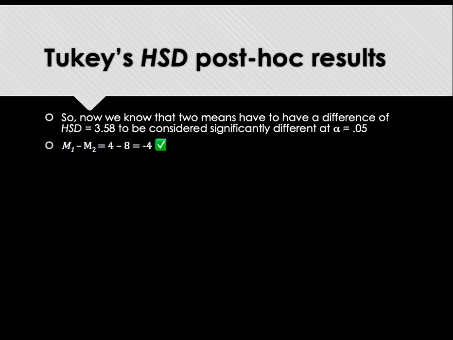So looking back at our means, the mean for that first treatment level is 4, and the mean for the second level is 8. 4 minus 8 is negative 4. That's greater than 3.58. And remember, we're just looking at absolute value. It's okay to have negatives. Mean 1 minus mean 3 is negative 9. That's also greater than 3.58. And mean 2 minus mean 3 is negative 5, which again is greater than 3.58.